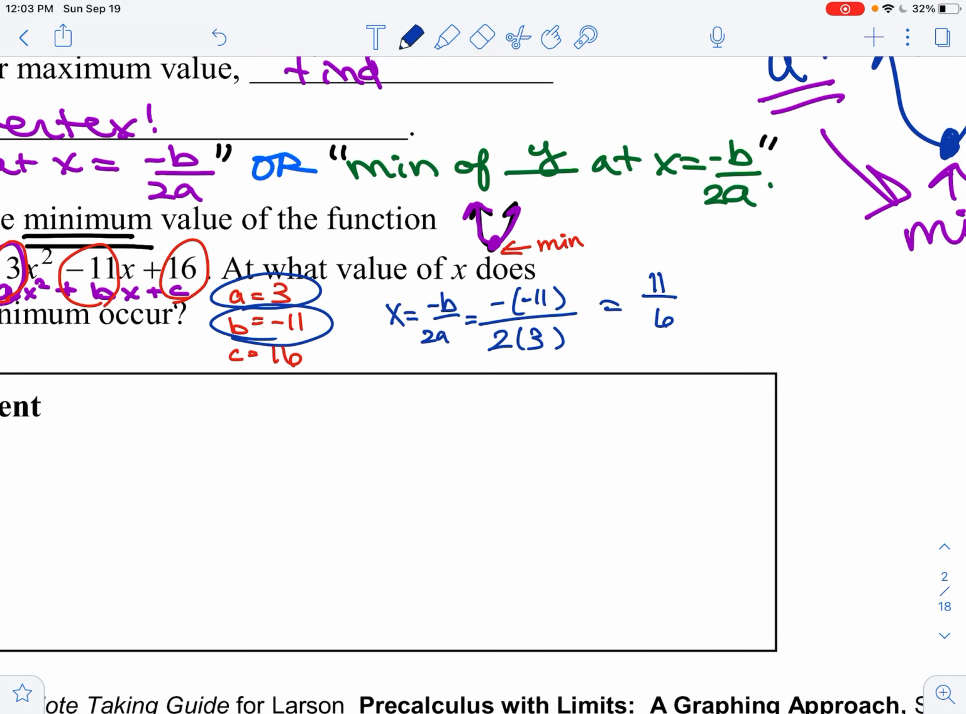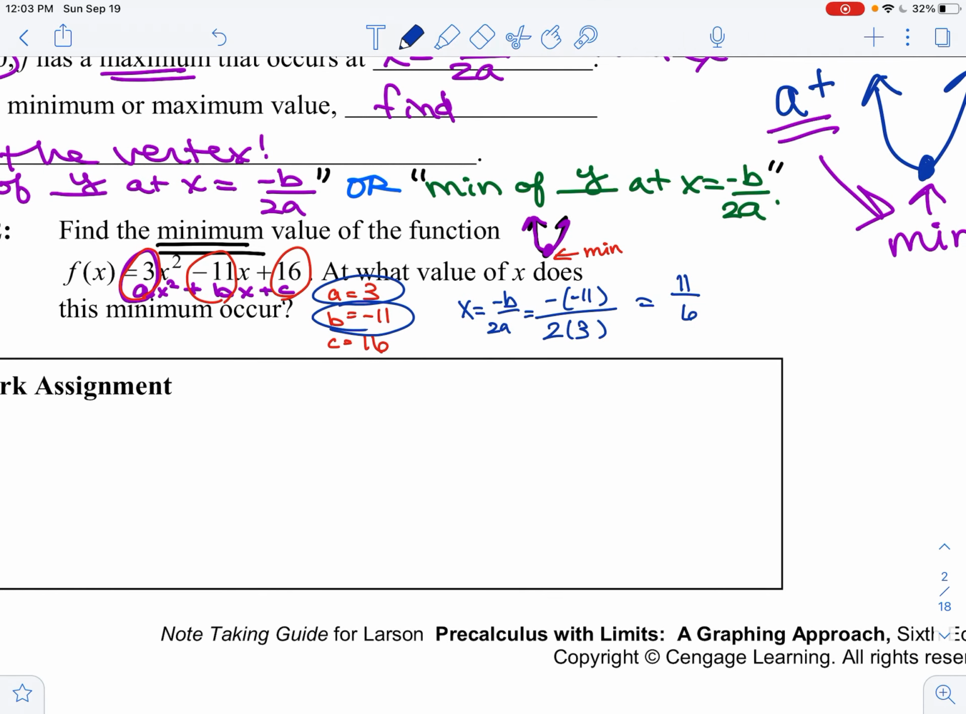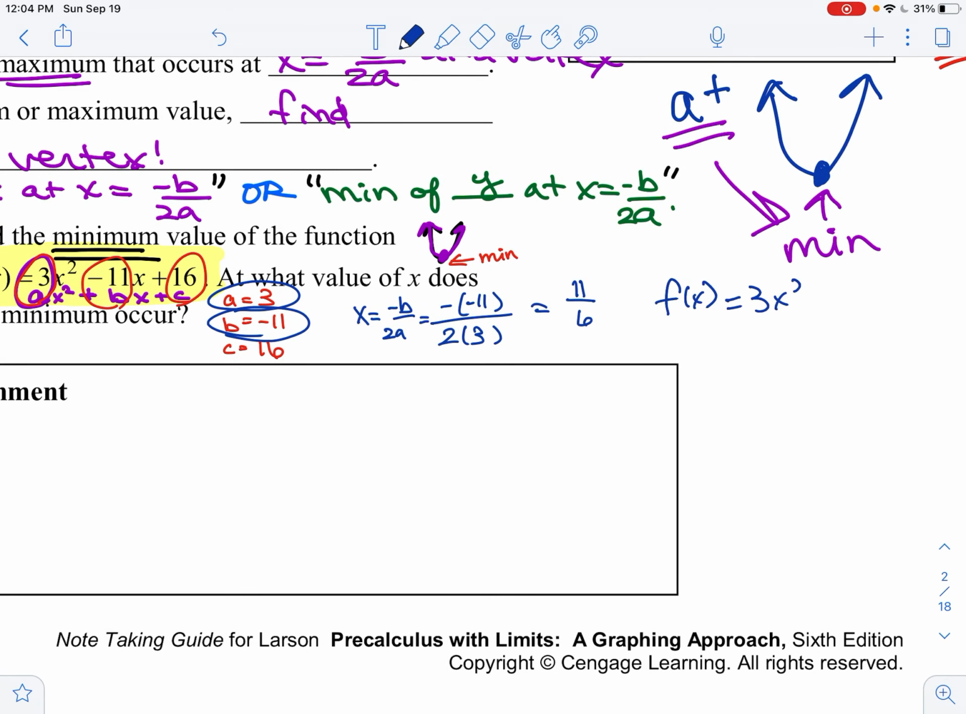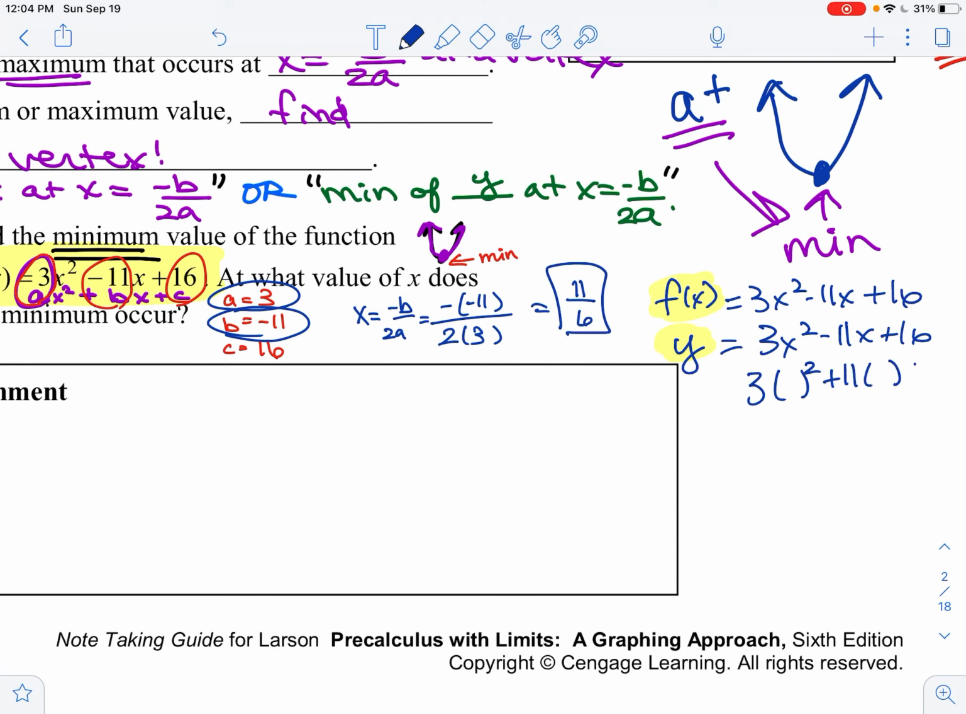Okay, so if I know that's my x value, how do I find the y value? Well, remember, we do have this statement over here, f of x equals 3x squared minus 11x plus 16. Instead of f of x, we can say that that's just y. So if I know x is 11 over 6, I'm going to plug that in for x, so I can find what the y value is when x is 11 over 6.